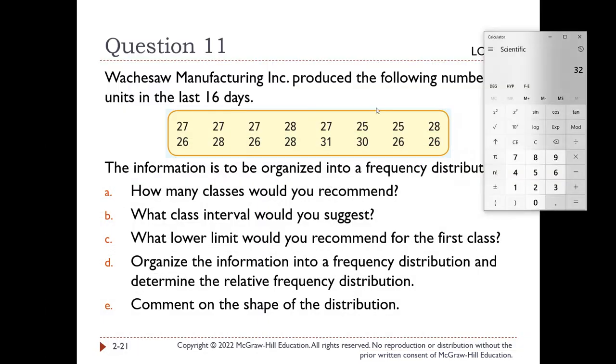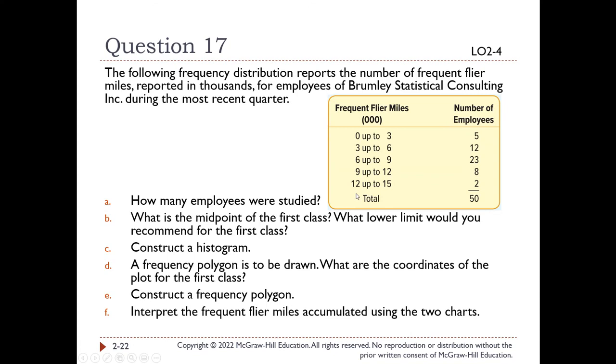All right, hopefully that helped a little bit. Let's try again. So here, question 17. Our last practice problem is using the following frequency distribution, which reports the number of frequent flyer miles, in thousands, for employees of Brumley Statistical Consultants Inc. during the most recent quarter. Again, if you haven't done it already, make sure you pause on these slides, try to answer them first, and then see if you did it right to get that extra practice.